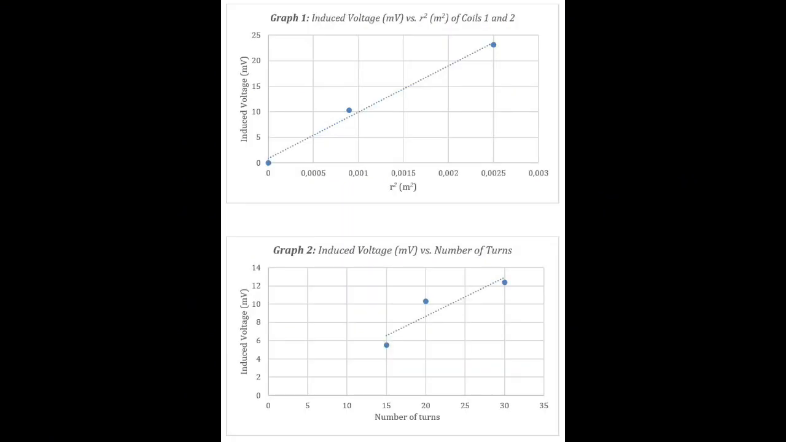Graph 1 is plotted for induced voltage versus radius, and graph 2 is plotted for induced voltage and number of turns. Both graphs show a linear increase in induced EMF when radius and turn number are increased. To conclude, despite some errors and discrepancies, this experiment successfully proved that when the turn number and radius of a coil are increased, induced voltage is increasing too, which shows a strong agreement with Faraday's law of magnetic induction.